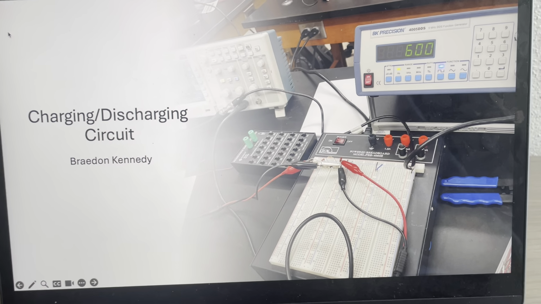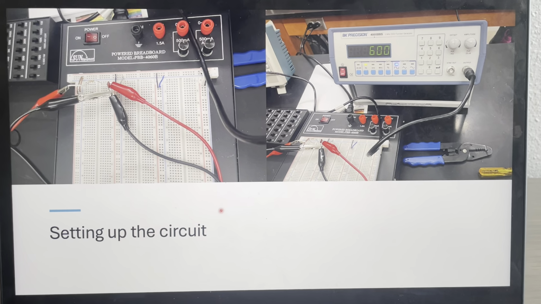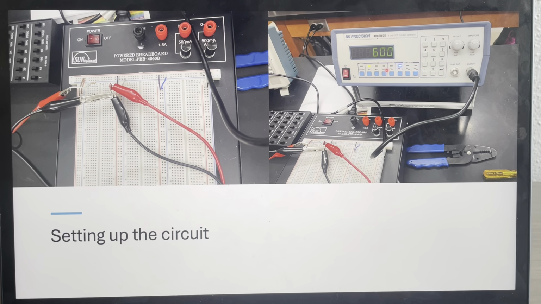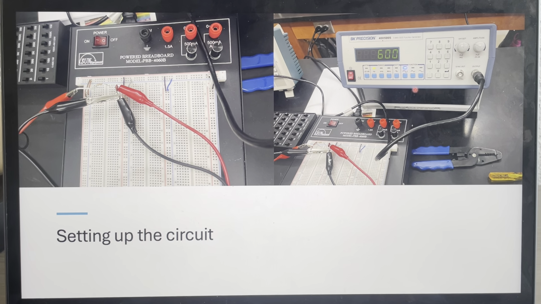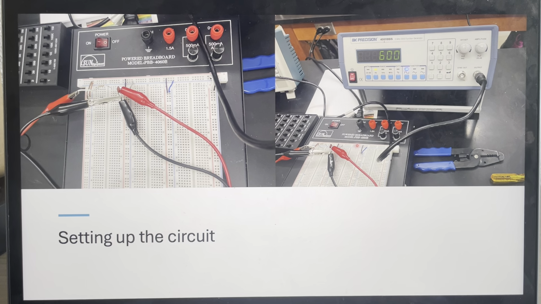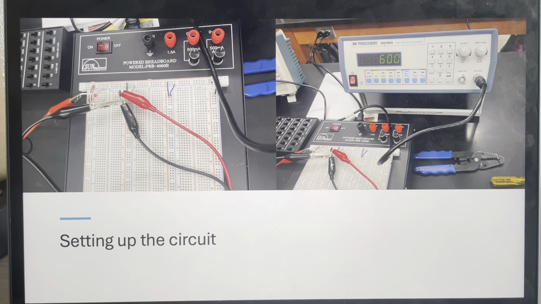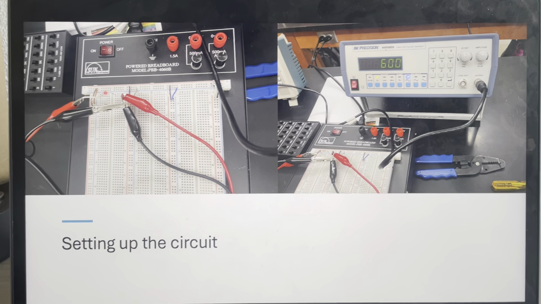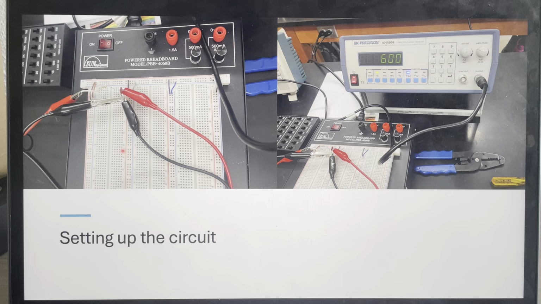This is our charging and discharging circuit. So to start off with setting up the circuit, we used our function generator over here on the right. We set it to 600 hertz and square waves, and we use that to power our circuit. Once over into our circuit, we added the power through our resistor. Then that went through the capacitor and went back out.